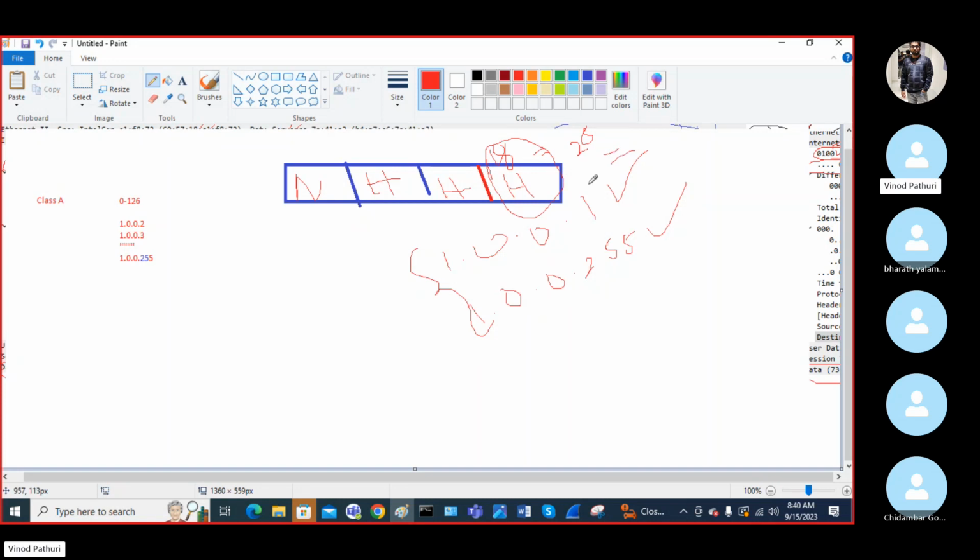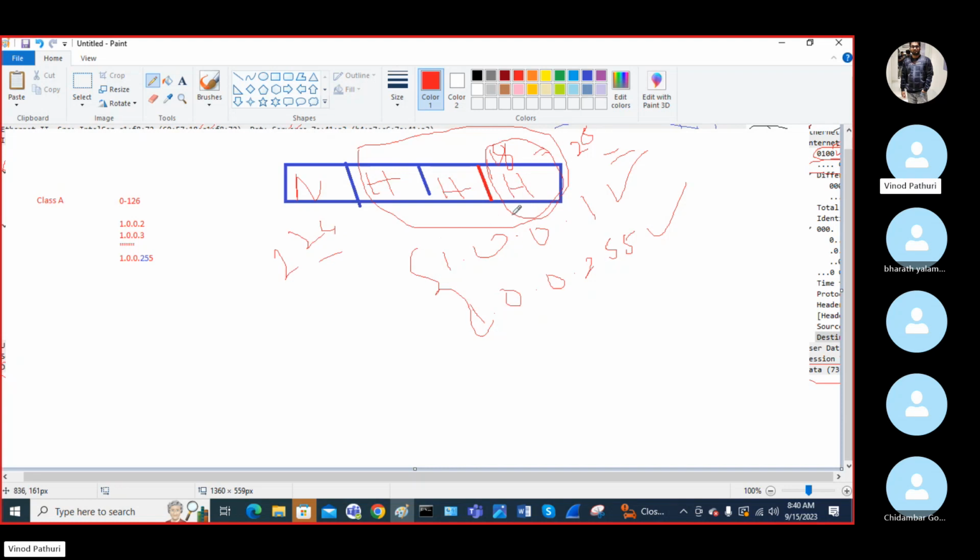Suppose someone came to you and asked you to give 20,000 or 30,000 IPs. How will you calculate whether you can give that much or not? Suppose you are considering all of this. How many bits do we have in total? 2 power 24.